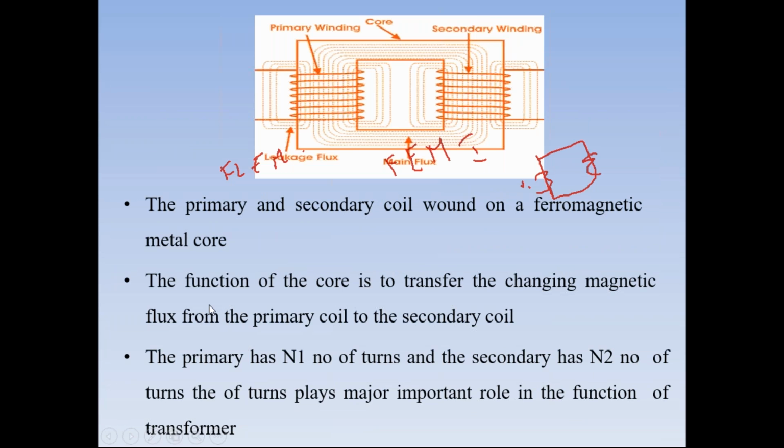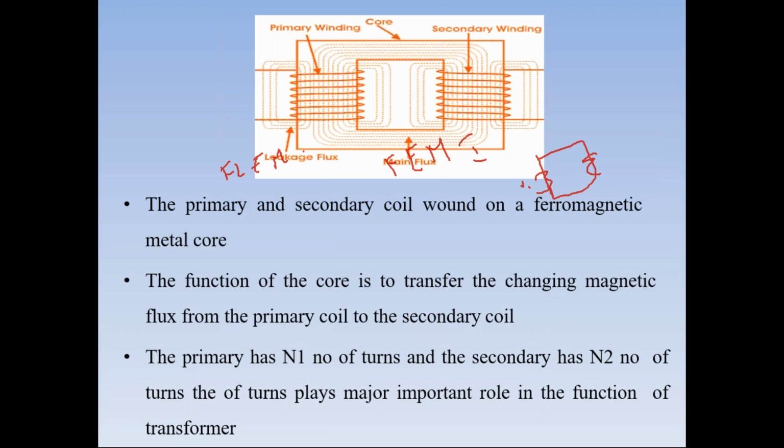Now let us see the rest. The primary and secondary coils are wound on a ferromagnetic metal core. Why do we use a ferromagnetic core? The core is made of silicon steel or cast iron, and these two metals belong to ferromagnetic material. Ferromagnetic material means that when current flows through the coil, the core carries the flux from one circuit to another circuit.